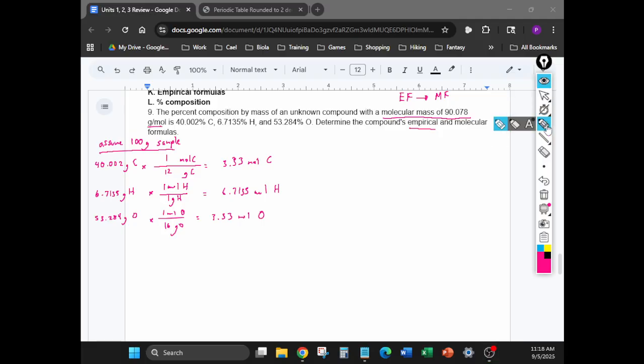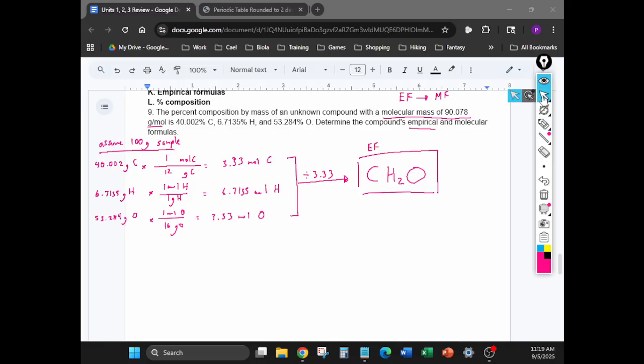Okay, just a one-step conversion. And then from there, what you're going to do is divide all of them by the smallest number, and that's going to be 3.33, and that'll give you the subscripts for each element. So carbon will be 3.33 divided by itself, which will be carbon 1, so C. Hydrogen, 6.7 divided by 3.33, about 2, so it'll be H2. 3.33 divided by itself is 1, so you got this. So this is going to be your empirical formula. Okay, and so that's how you can find empirical formula using percent composition.